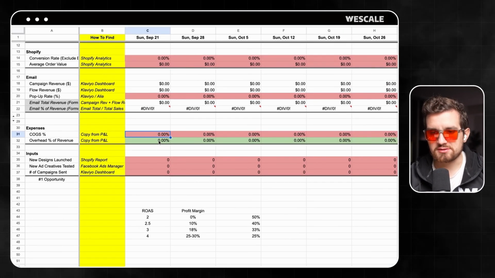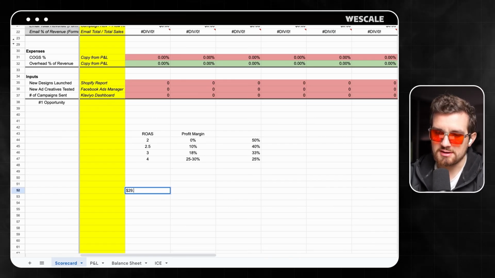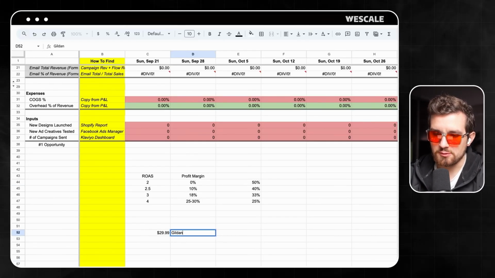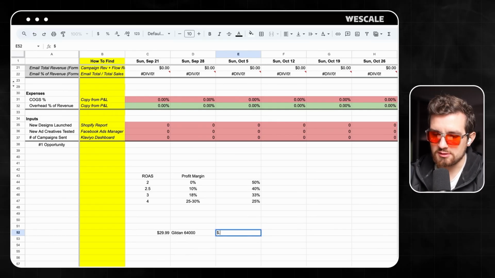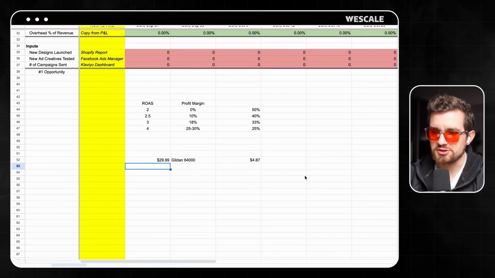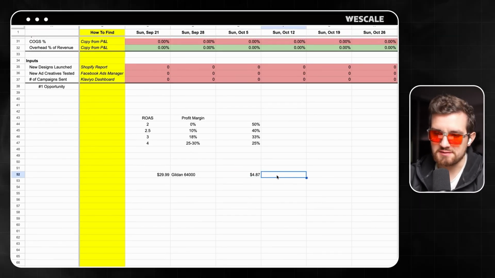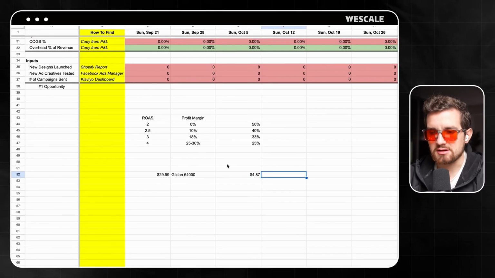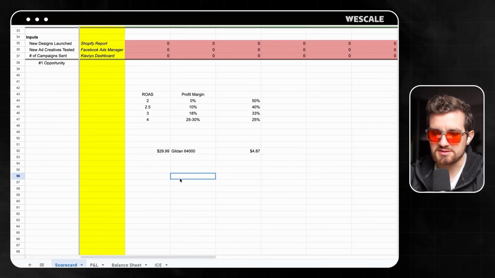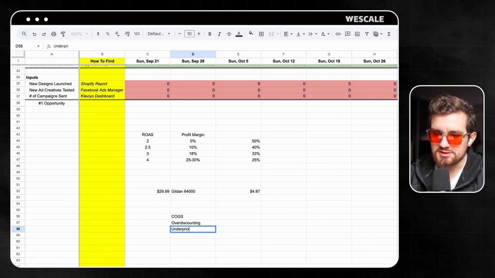And then you factor in discounts. So to give a benchmark, we charge $29.99 for Gildan 64,000 and we charge $4.87 for shipping, and we have a $75 plus free shipping threshold. Now, in our email pop-up, we give anywhere from a 10 to 15% discount, and so that comes out of the cost of goods as well. So things that could drive up cost of goods are over-discounting, underpricing, and low average order value.